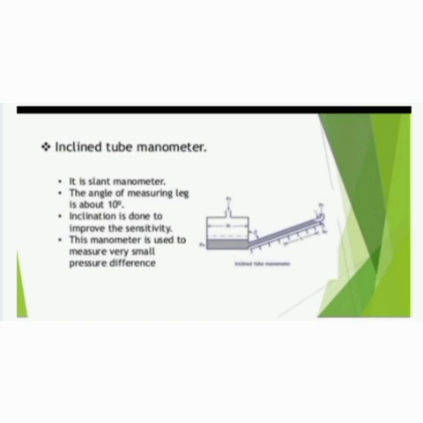Inclined tube manometer. It is a slant manometer. The angle of the measuring leg is about 10 degrees. Inclination is done to improve the sensitivity. This manometer is used to measure very small pressure differences. Here is the inclined tube manometer diagram.